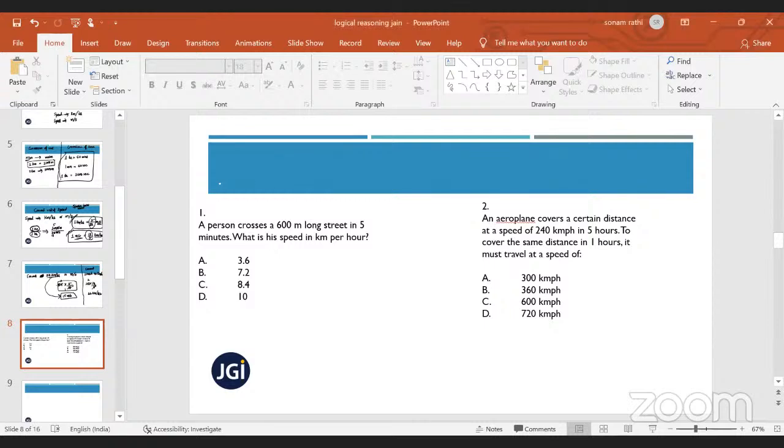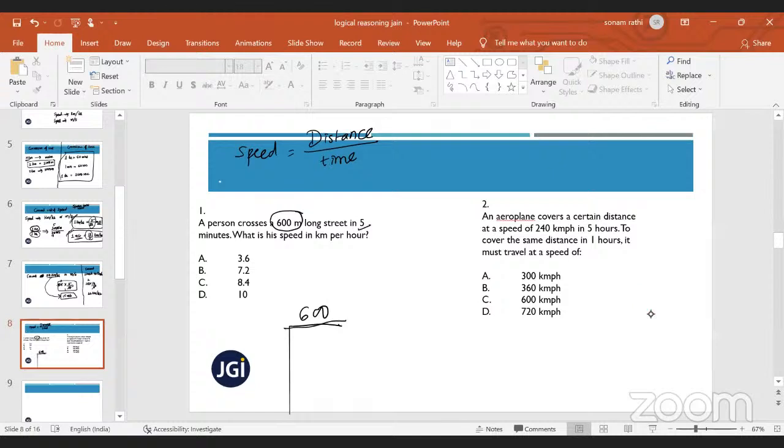Okay, let's do question number 1. What is the formula for speed? Speed is equal to distance upon time. Distance is 600 meters, upon time. Time is 5 minutes. I will rather put seconds. So 5 minutes into 60 is 300 seconds, so I will write 300. So I got 2 meter per second. Correct? This is 2 meter per second.